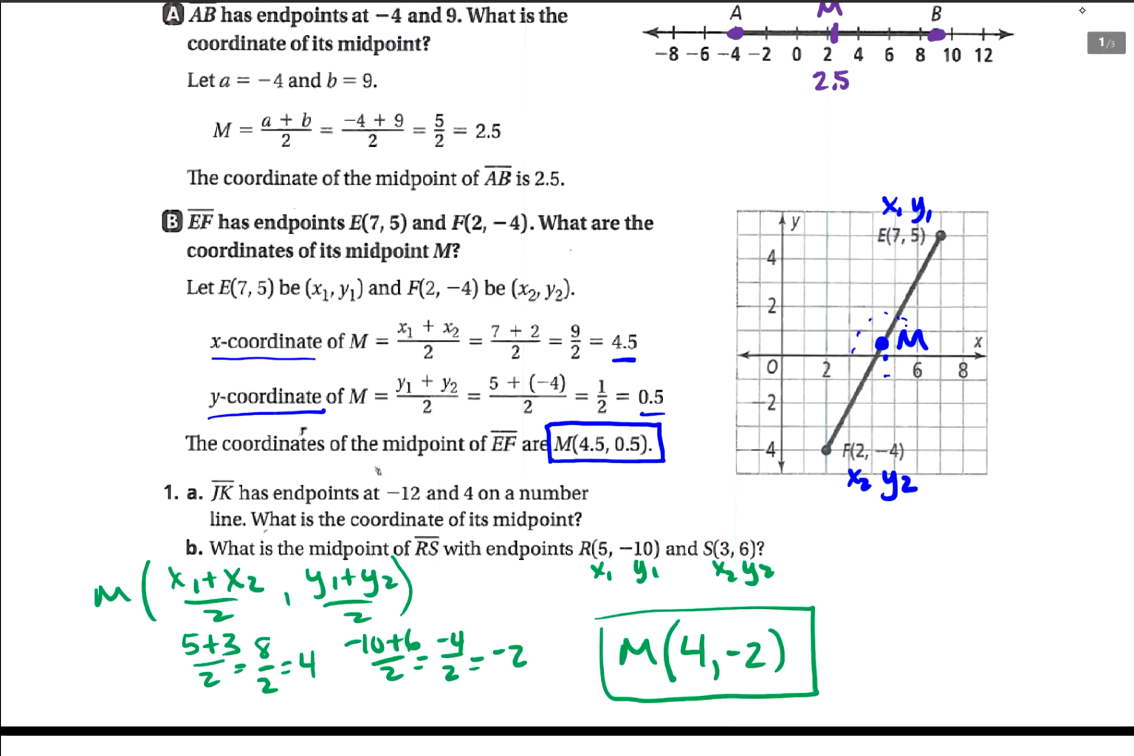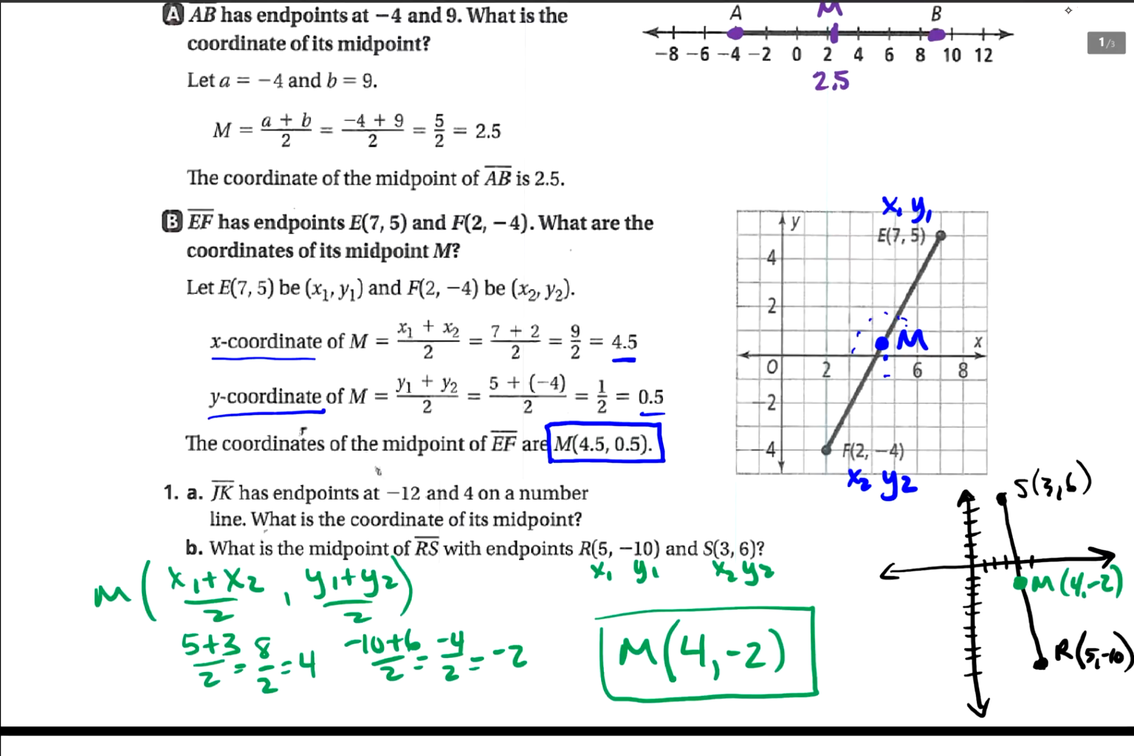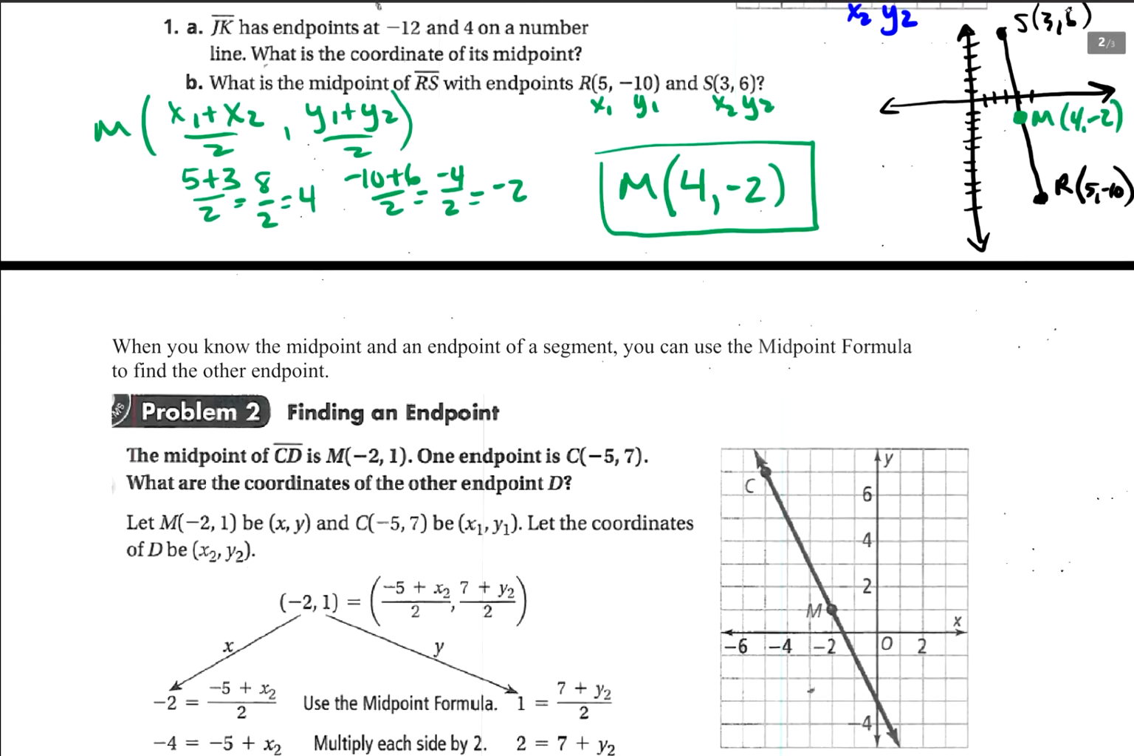And if you want, you can plot that and check it and see if it looks good. If you like, you can plot it and look at it. I'll do that. We'll pause it. All right, I did a quick plot here, and even just by hand, we can see that S is up here, R is down here, and M, 4, -2, is very much where we expected it to be, so we did a good job. All right.